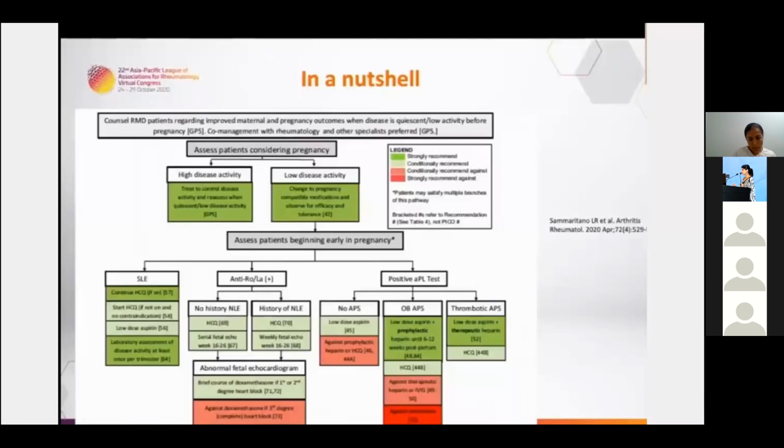and serial fetal echocardiograms if the facilities are available. If there's a history of neonatal lupus, then again HCQ, and the fetal echocardiogram should be done weekly. And if the fetal echocardiogram is abnormal, then dexamethasone or betamethasone can be tried.